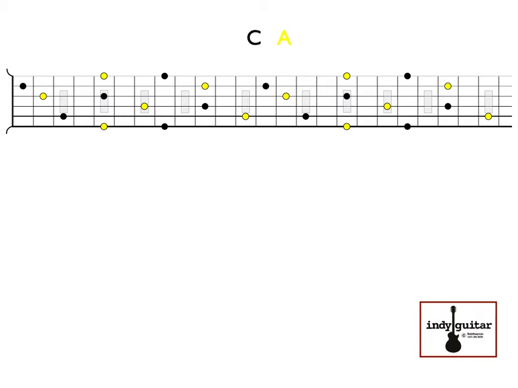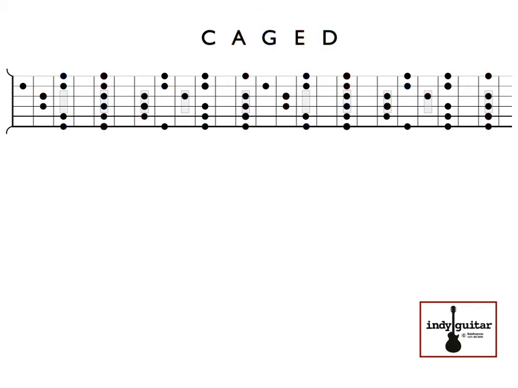Not counting opens. These are all the C's, A's, and G's on the neck. C's, A's, G's, and E's. C's, A's, G's, E's, and D's, thus making the CAGED system of pentatonic forms, fingerings, grips, boxes, whatever you want to call it.